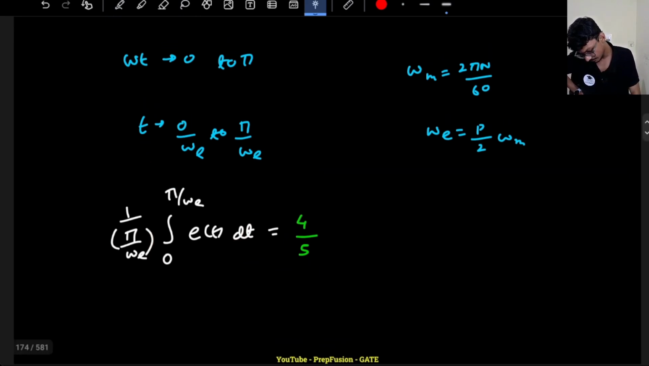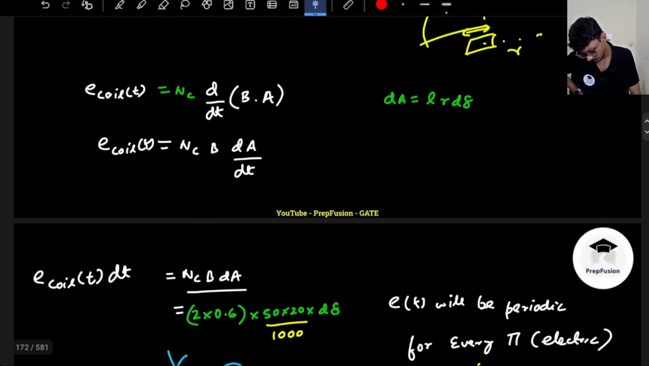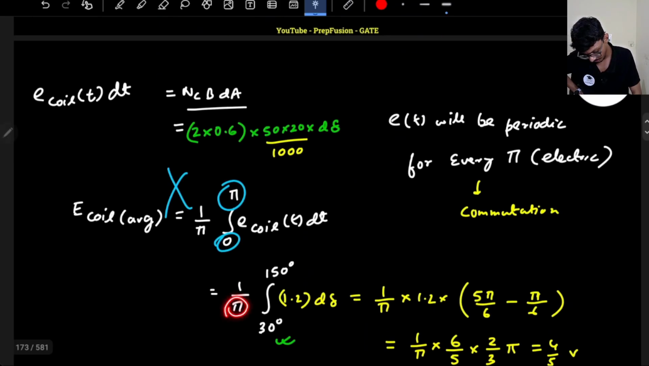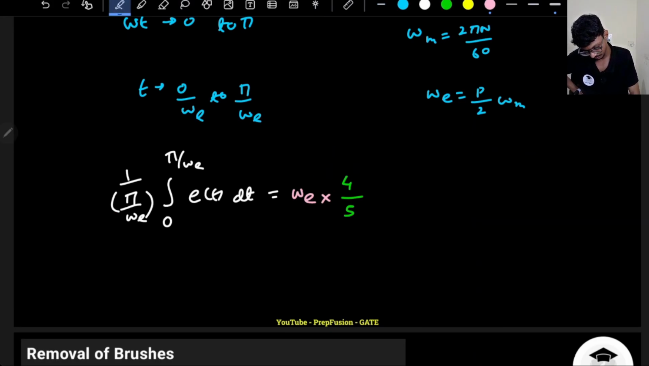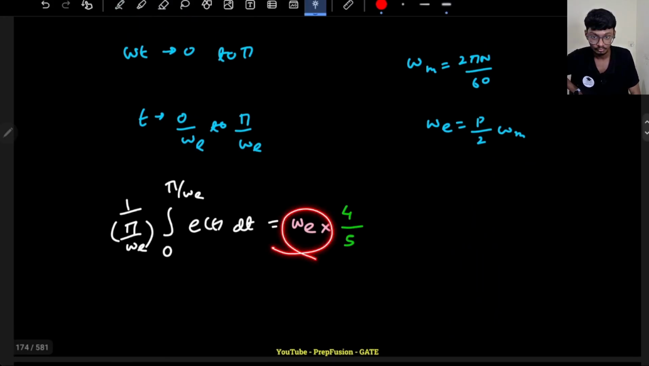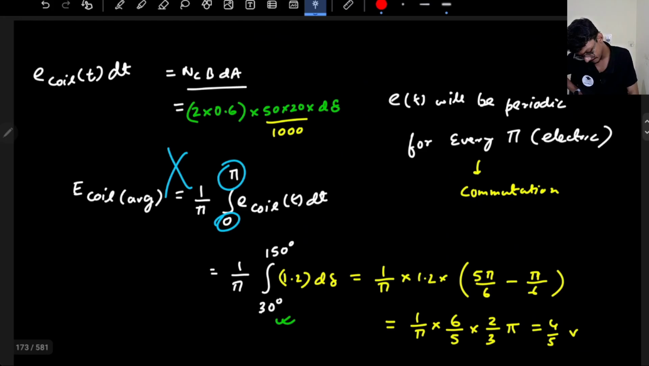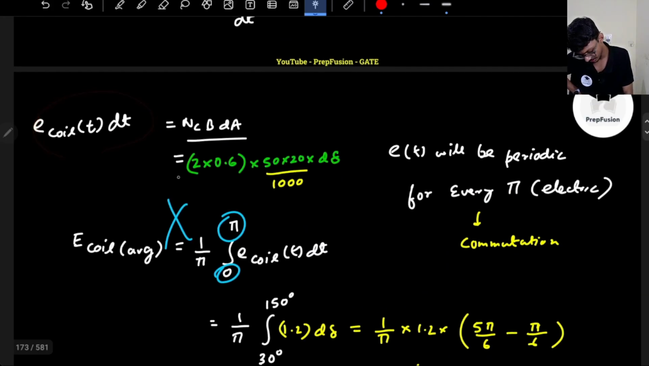So actually, instead of dividing by 1 by pi, I have to divide by an extra 1 by omega e by pi, right? That is what I messed up. So this into omega e also will be there. Okay, that is where I messed up. Omega e also will be there. Why will omega e be there? Because this quantity, e coil of dt, is this quantity, right?